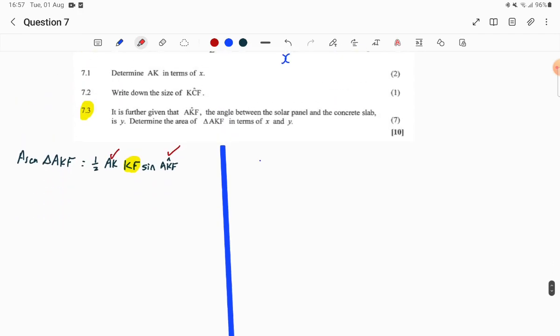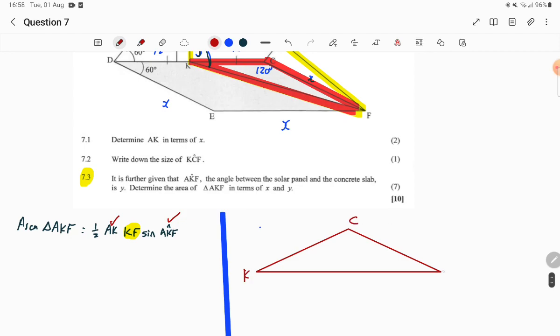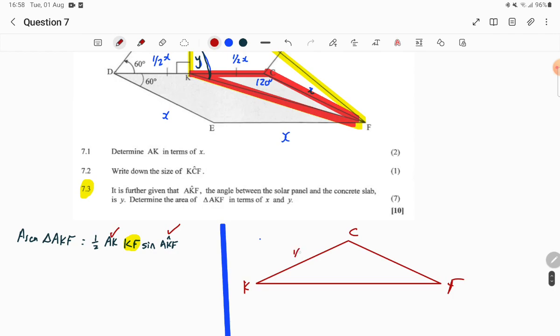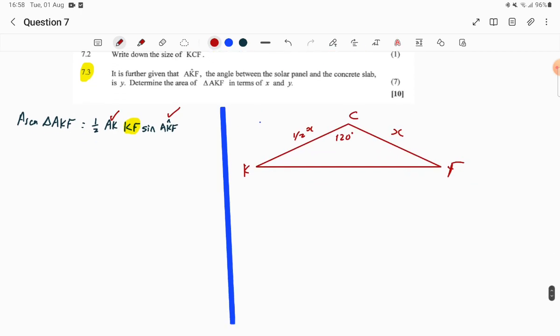Let's redraw it here so we have a bit more clarity. So this is triangle KCF and we want KF. That's the goal. This side is half x, this is x, and this angle is 120 degrees. Now we can use our cosine rule, because remember, the cosine rule is for 2 sides and an included angle, or 3 sides. We don't have pairs. If we had pairs, we could use the sine rule, but here we don't.